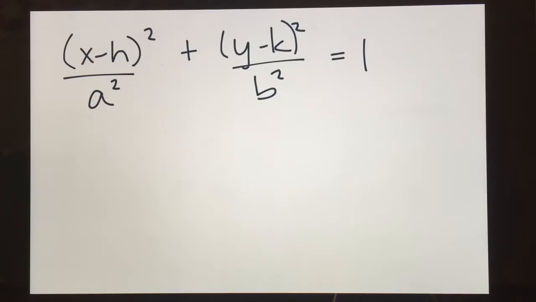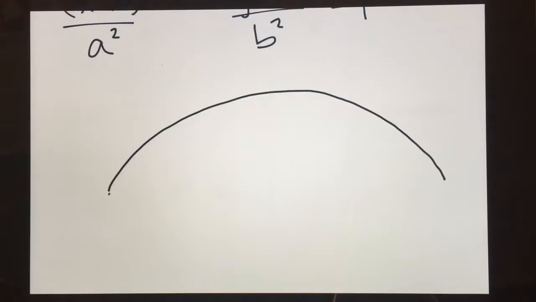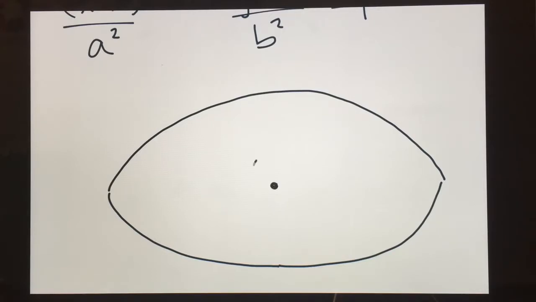All right, so we're going to go ahead and draw an ellipse, and we'll go ahead and start off by doing the wide one. That wasn't too bad. Okay, so I'm going to label my center. Here's my center at (h, k).